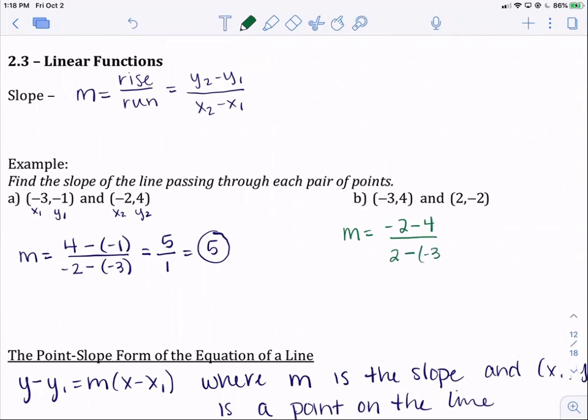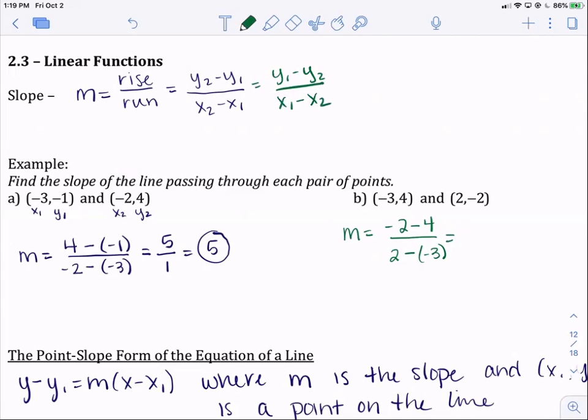-3. Could you switch those? Could you do like 4 minus -2 and -3 minus 2? You can switch the order of the y's as long as they're the same from each point. So this could be y1 minus y2 over x1 minus x2. As long as you're going in the same order, that's fine.